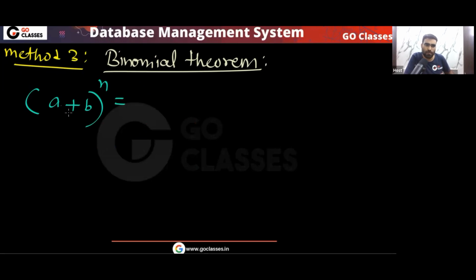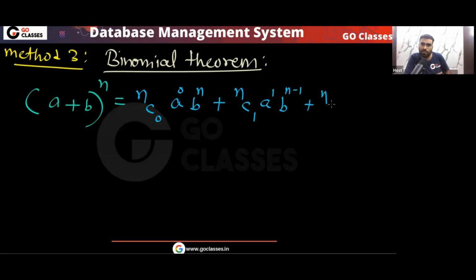So this is the binomial theorem, (a plus b) power n. What will that be equal to? In your school life, I think you have seen that nc0 a power 0 b power n plus nc1 a power 1 b power n minus 1 plus nc2 a power 2 b power n minus 2 and so on, ncn a power n b power n minus n, means b power 0. Is this clear? This is the binomial theorem.